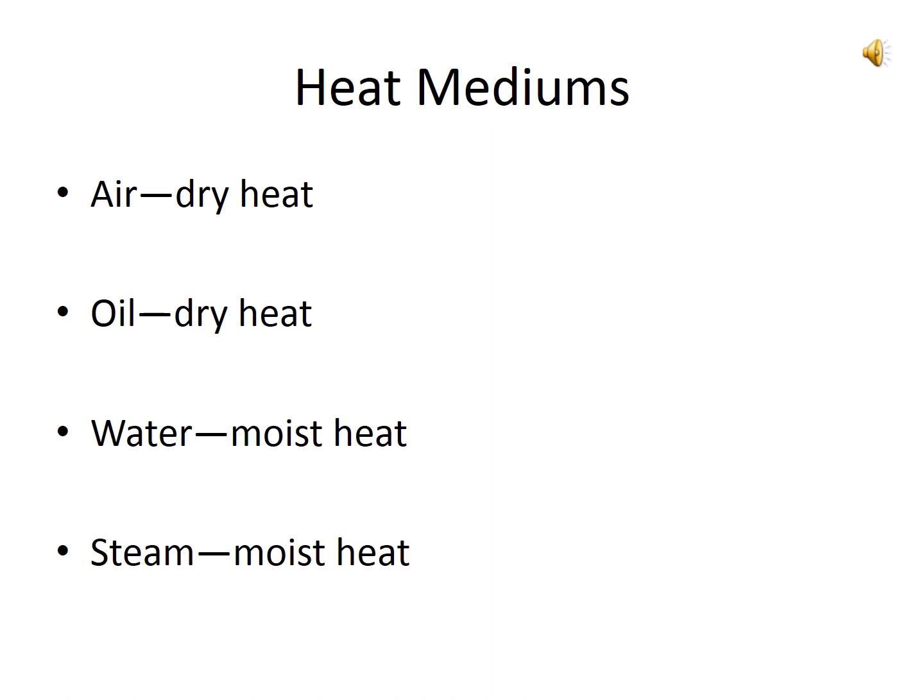The purpose of a heat medium is to make heat transfer effective, so that when we cook the food, we create the most optimal taste and get the most out of that food product. Air and oil are both forms of dry heat. Water is moist, and since steam is a form of water, it is also moist heat.